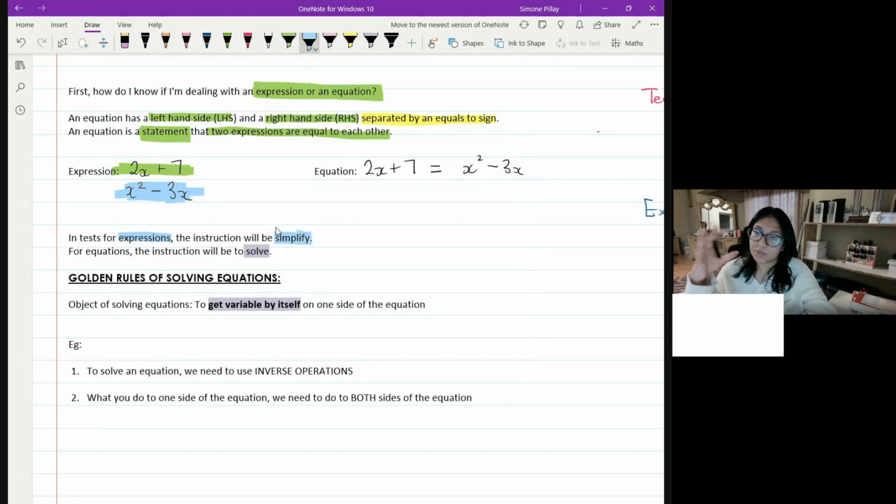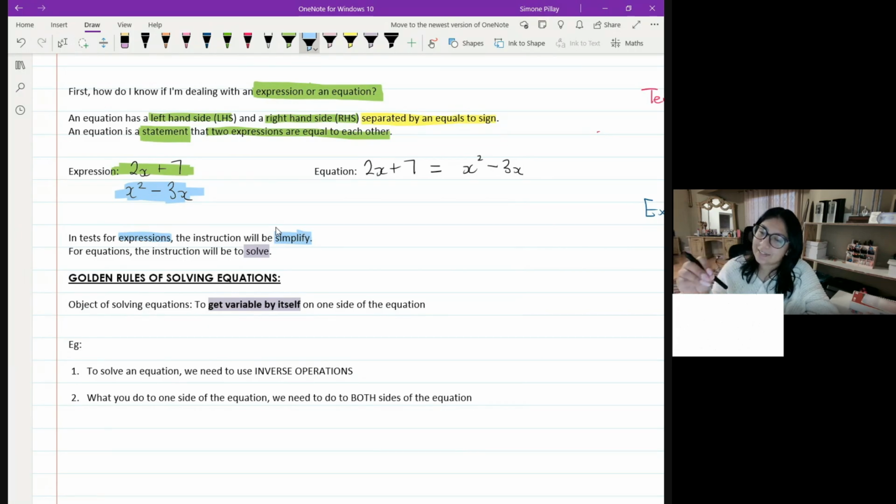The most that you can do with an expression is simplify it. But when you're dealing with an equation, the instruction there is solve. I used to get really confused, right? Because in class, you know you're doing expressions, so you know to apply your expression rules. When you're doing equations in class, you know you're doing equations, so you know to apply equation rules.